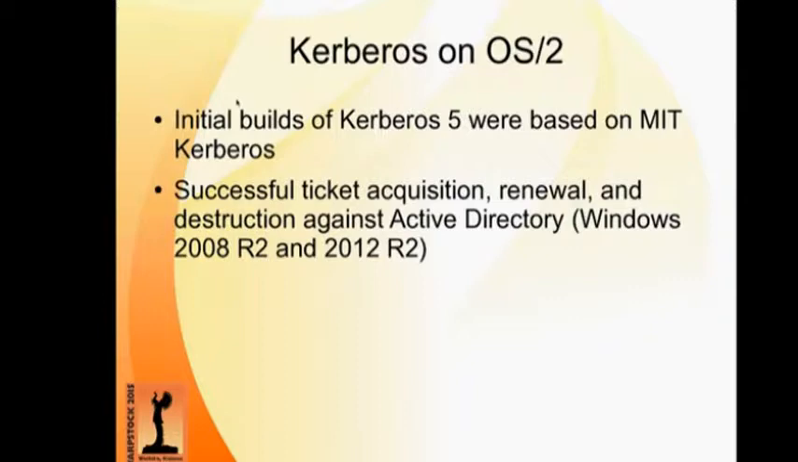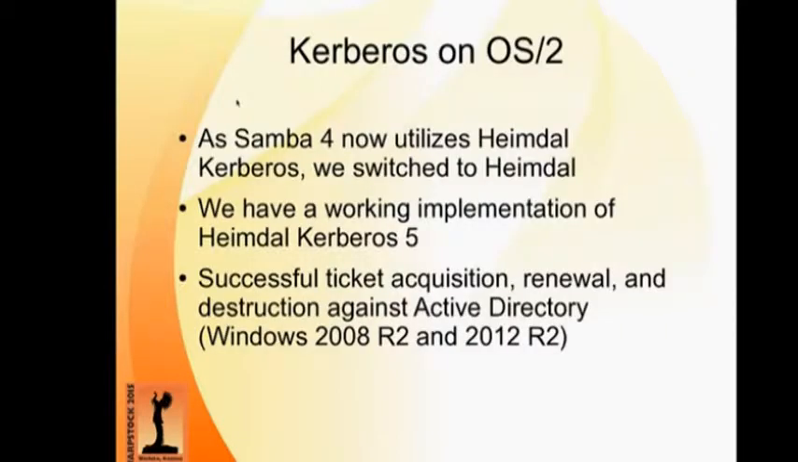So on OS/2, we're able to do successful ticket acquisition, renewal, and destruction, that's logout, against Active Directory on Windows 2008 Release 2 and 2012 Release 2. We tested against both of those. Next slide. And we've also tested on lesser systems. We've tested on Windows 7. We've tested against XP.